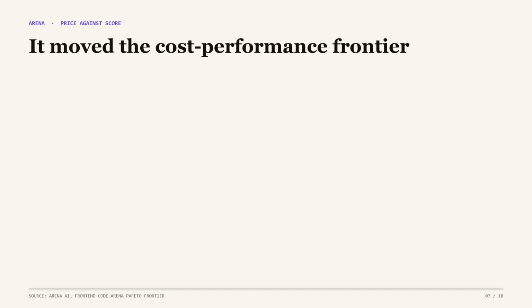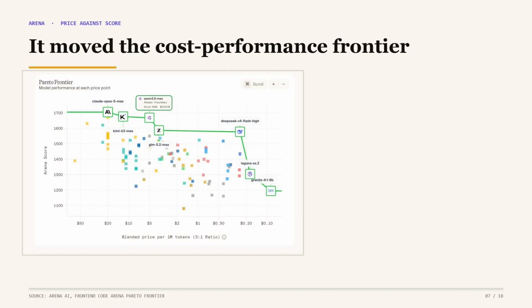This chart is the one that made people sit up. Across the bottom is price, on the side is score. Every square is a model. One warning before you read it: the price axis runs backwards. Expensive is on the left, cheap is on the right. The green line joins the best deals.